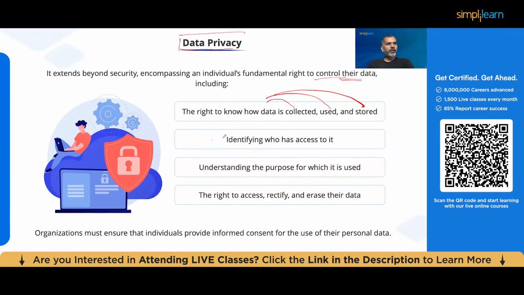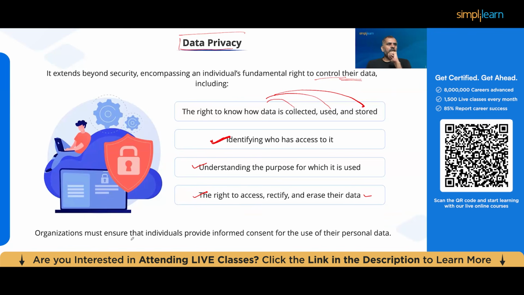It should be very transparent who has access to it, and the purpose for which it is used. Full control means the user must be able to access, rectify, and erase their data whenever required, or whenever they think it appropriate. So data privacy talks about these four points: the right to know how the data is collected, used, and stored; the right to identify who is going to access the data; the right to understand the purpose for which the data is used; and the right to access, rectify, erase, and modify their data.